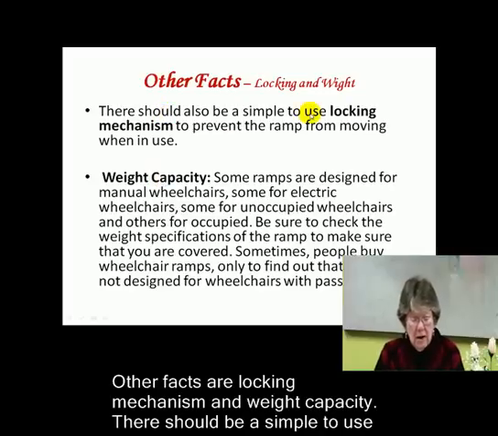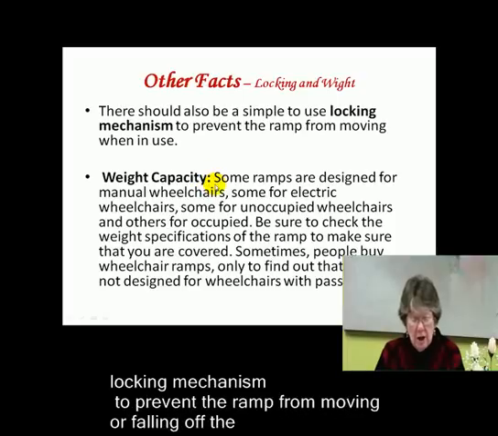Other factors are the locking mechanism and weight capacity. There should be a simple to use locking mechanism to prevent the ramp from moving or falling off the steps when in use.